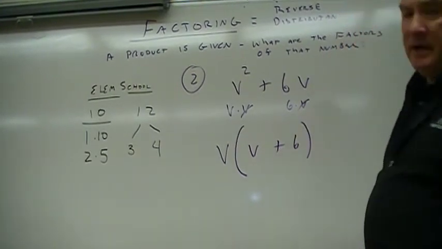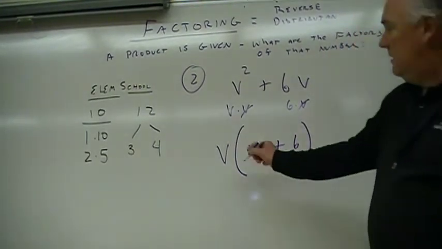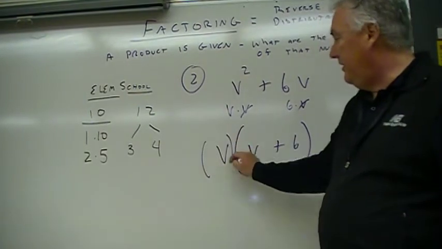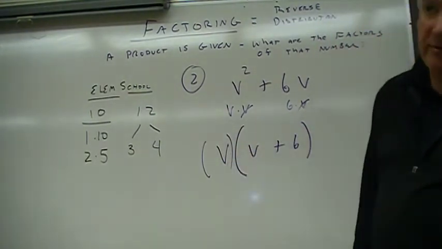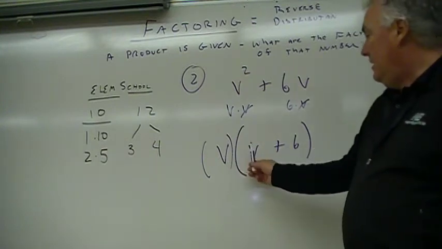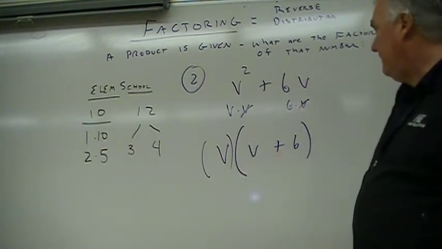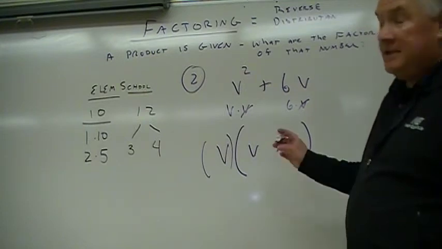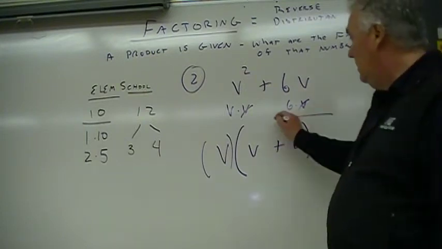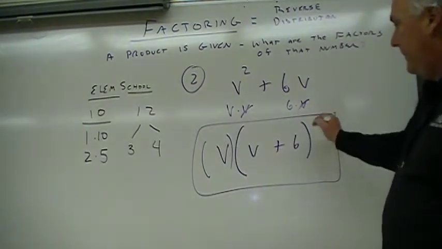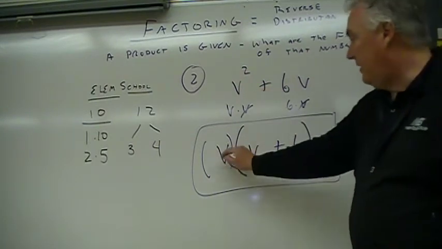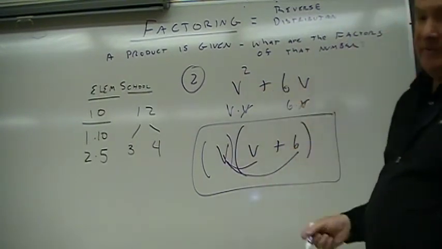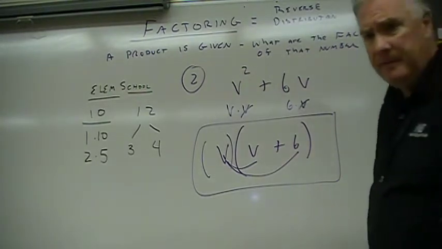So our answer becomes v, and I put parentheses just to show that it's a product. You don't have to put parentheses there. v times (v plus 6). That's our answer. Box it. Check. The v times v, v squared. v times 6, 6v, and we're done.